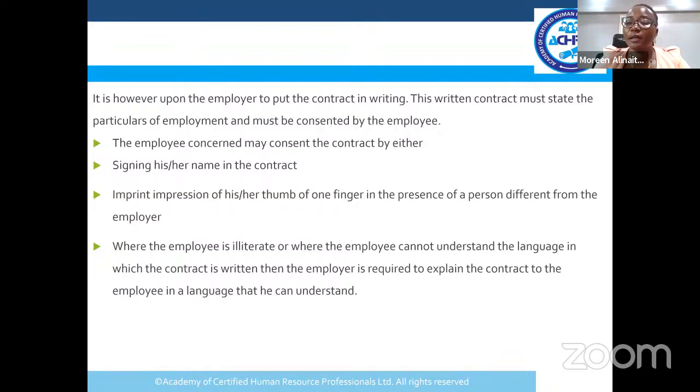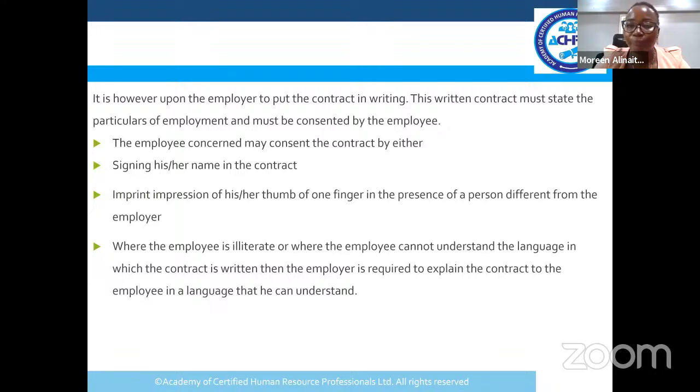It is the obligation of the employer to put the contract in writing. It is not for the employee because, I mean, how will they write their own terms? It is the obligation of the employer to put the contract in writing.